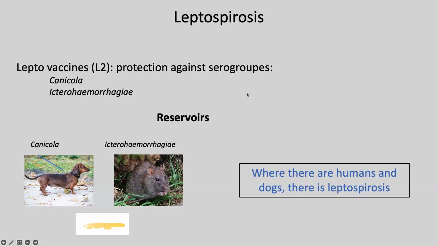We have 2 kinds of vaccines. The first one is what we now call the L2 vaccines. In this L2 vaccine, we have 2 serogroups, Canicola and Icterohaemorrhagiae. For Canicola, the main reservoir is the dog, and for Icterohaemorrhagiae, the main reservoir is rodents, and more precisely, rats. So we really have to keep in mind that where there are humans and dogs, there is leptospirosis, because rats are where humans are. So that's the first kind of vaccines.